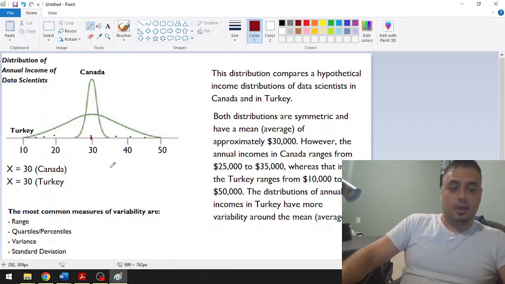Then you can also conduct measures of variability, and the most common statistical measures are range, quartiles or percentiles, variance, and the most famous and most effective statistic, called the standard deviation. I will explain these measures in the next videos.